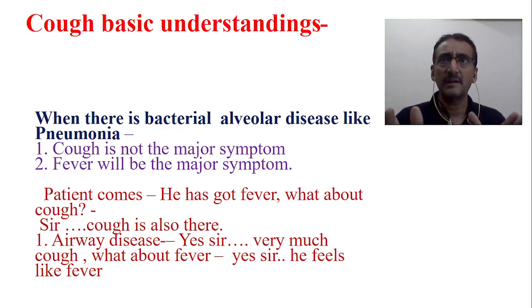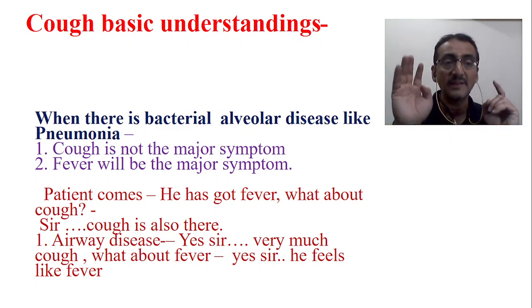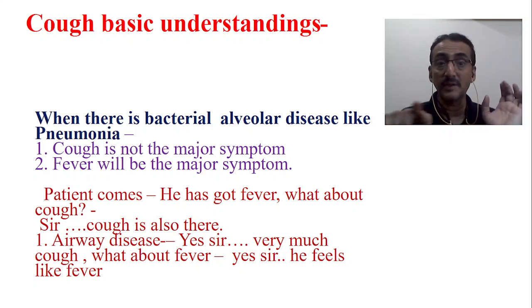Now, in this case, what you can actually see is that when there is a bacterial alveolar disease like pneumonia or any other bacterial infection, cough is not the major symptom and fever will be the major symptom. You just look at this case. The patient comes to you with the fever, not with the cough. You ask the leading question, is cough there? Then he says cough is also there, sir. But compared to fever, cough is less.